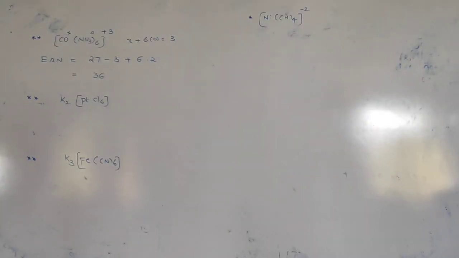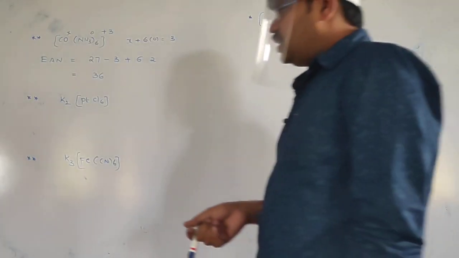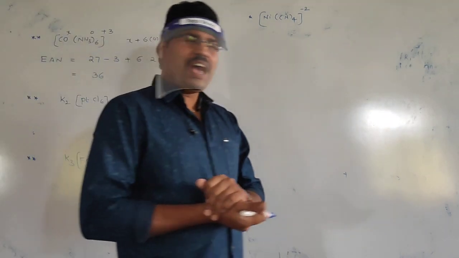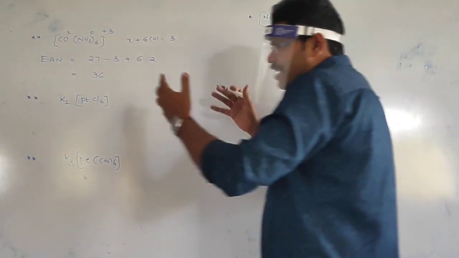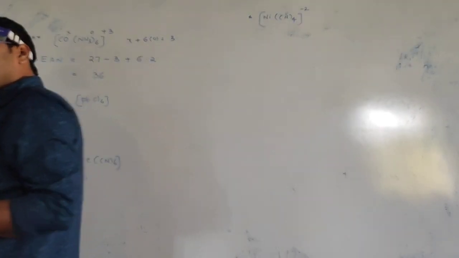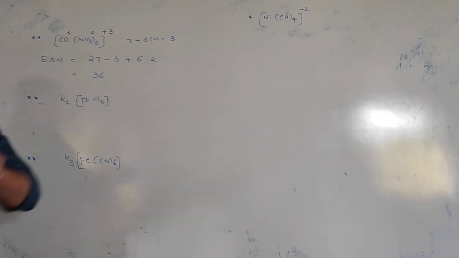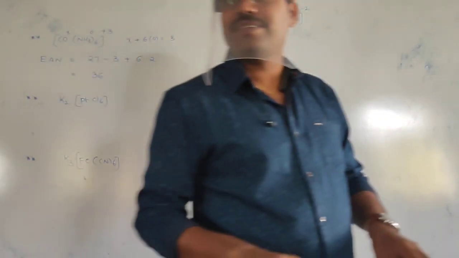Students, now coming to the second one, K2PtCl6. And here a confusion arises. What is the atomic number of platinum? How can one know the atomic number of such heavier elements? Osmium, iridium, platinum, yes, these absolutely belong to the 5d series of elements. And remember the transition triads.